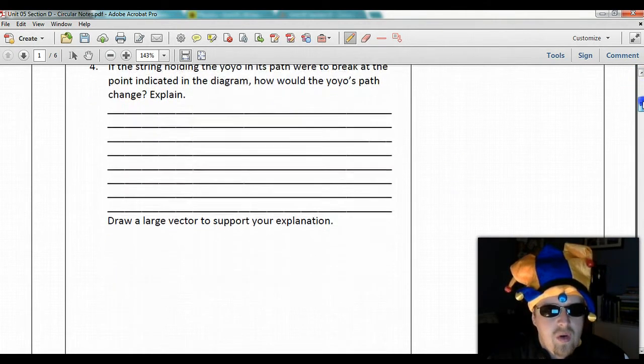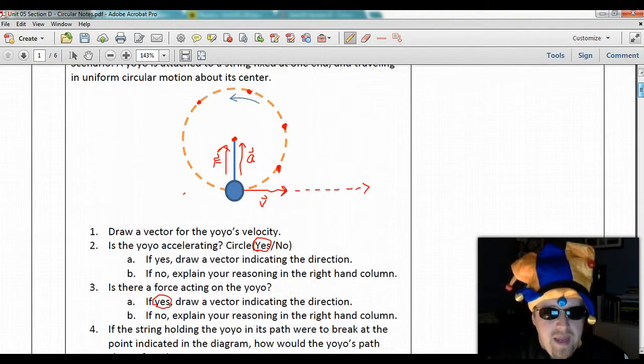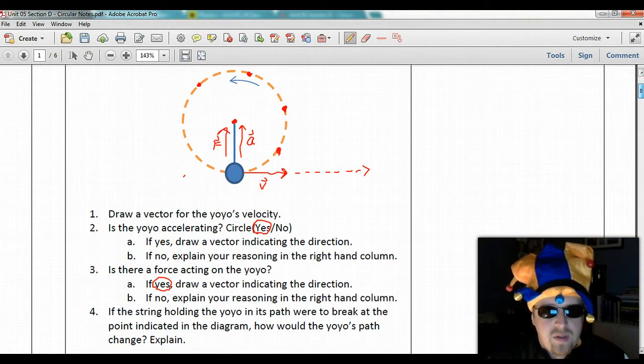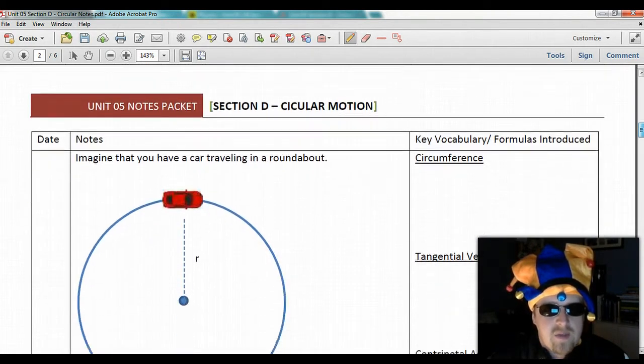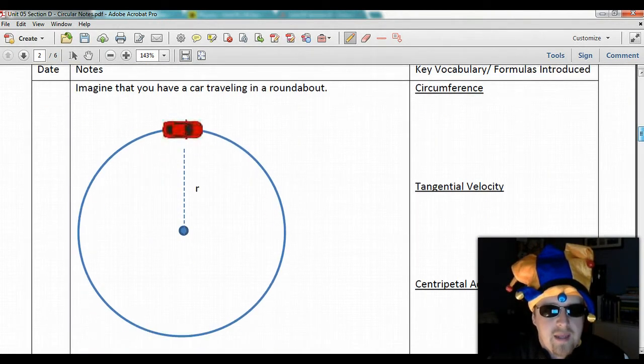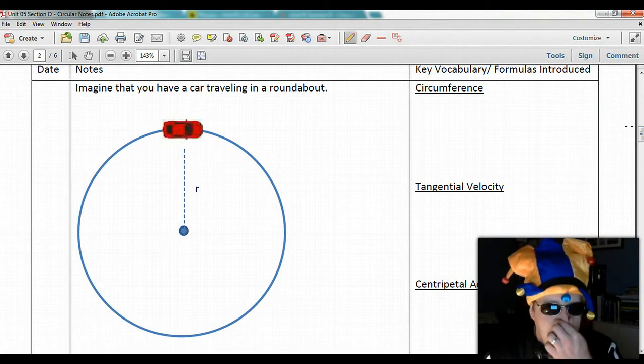Okay, so there we go. That's really the front page, just a very simple introduction to circular motion. So at this time, go ahead and turn to the second page in your packets.